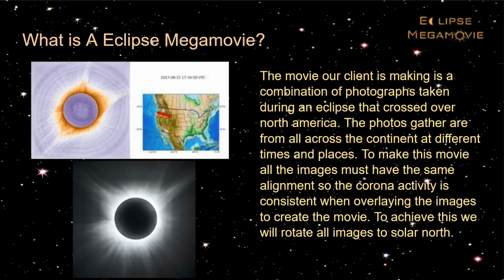First, let's talk about a solar eclipse megamovie. Our client wants to make a set of solar eclipse images taken from 2017 from a variety of photographers across the US and align them to the same orientation so we can view the changes in the corona around the solar eclipse when we overlay those images together, kind of like this image right here, where we can see the corona features.